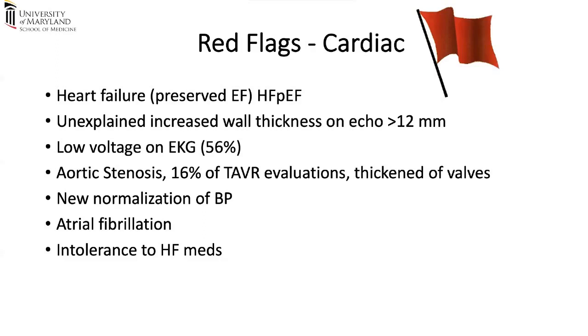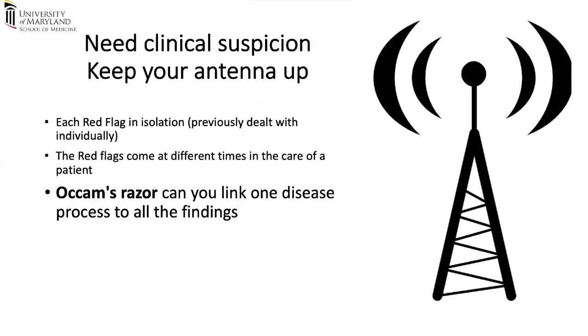Atrial fibrillation, the most common arrhythmia we see. Boy, amyloid people certainly have atrial fibrillation. And then the big kicker is intolerance to heart failure medications. We start treating these people for their heart failure with preserved ejection fraction, and they're just not doing well with the drugs. So putting all these together makes it a little difficult. What you need is to keep your antenna up. You have to have a high level of suspicion.